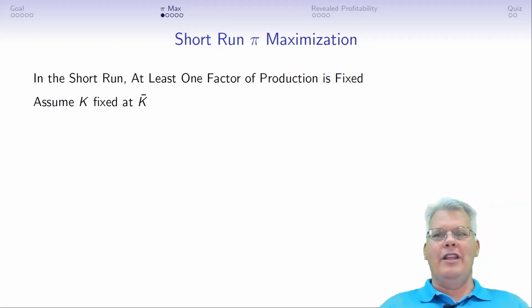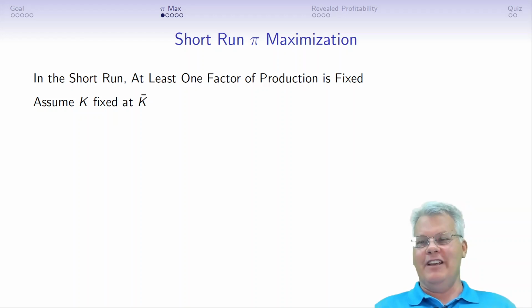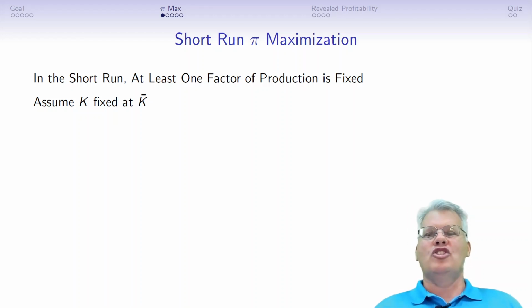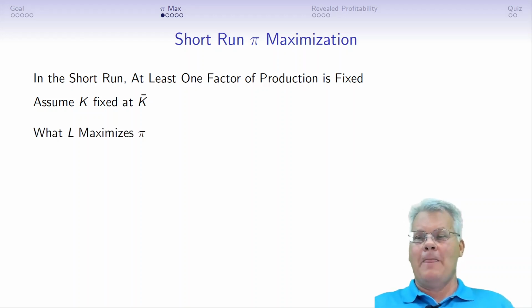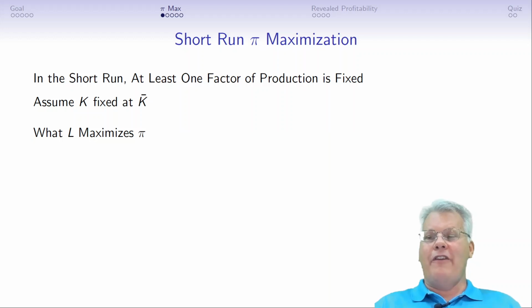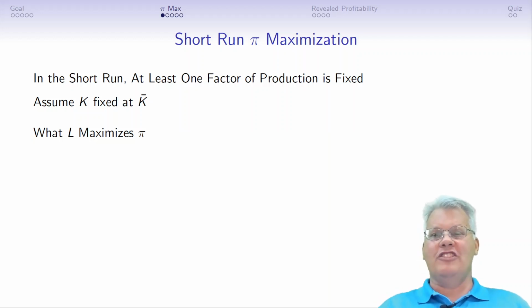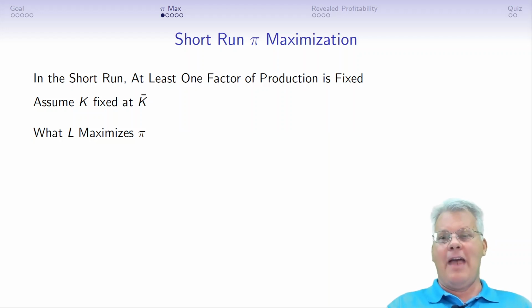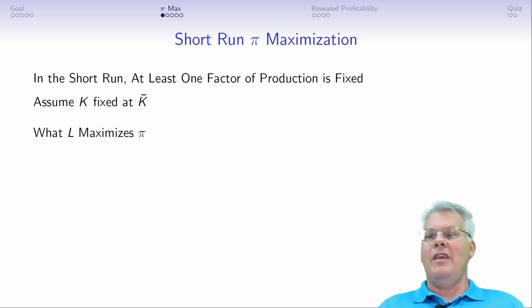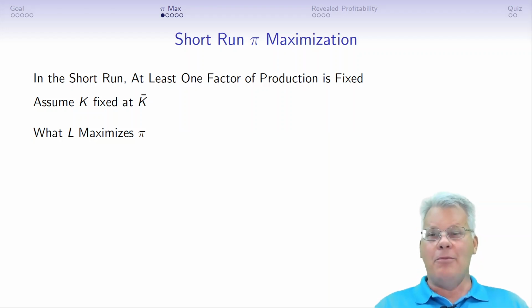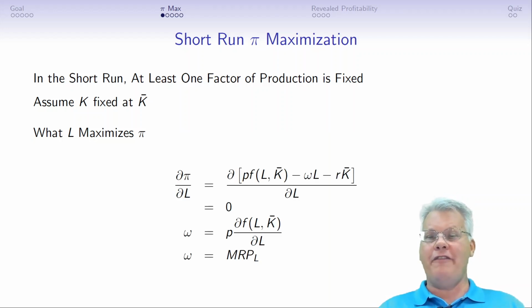So, in the short run, at least one factor of production is fixed, and we assume that's capital. So let me illustrate that with mathematical notation that the level of capital is fixed at some level k bar. Okay? So then if our firm by assumption has two factors of production, capital and labor, capital's fixed at k bar, then the question we need to ask ourselves is what level of labor input maximizes profit?